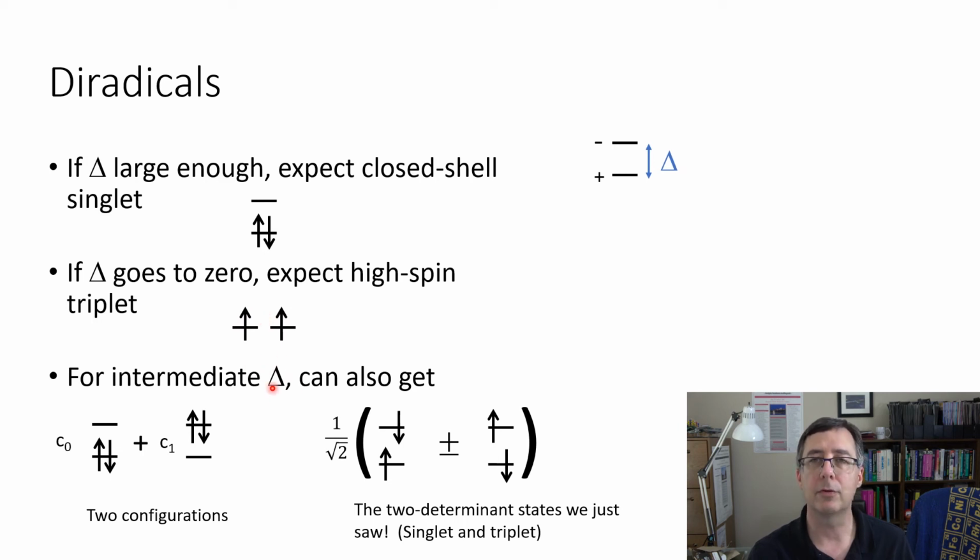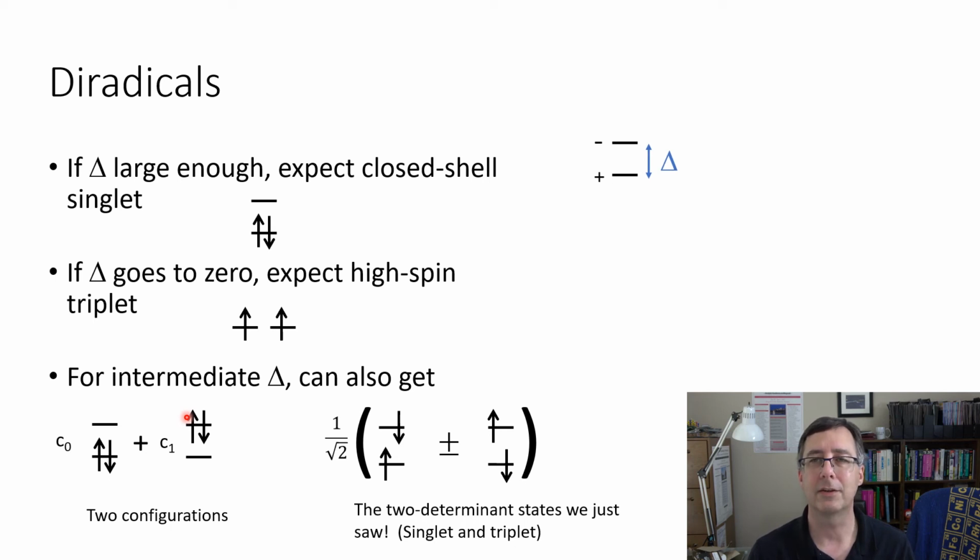If delta is in between, then I can get some trickier situations. I could have two electron configurations that are relevant. It could be largely this one, but there might be an appreciable contribution from the case where I take both electrons out of here and promote them into here. And you might think, well, that is a higher energy orbital, so why would it ever be favorable to do that? Well, that gets back to the idea of configuration interaction.